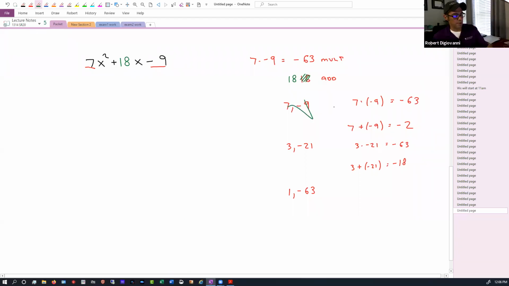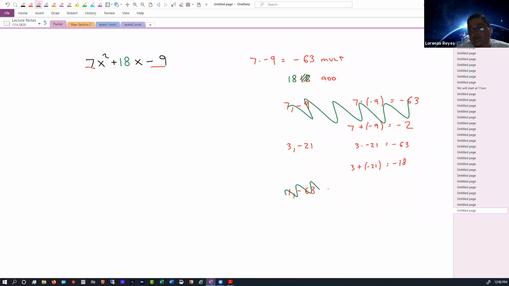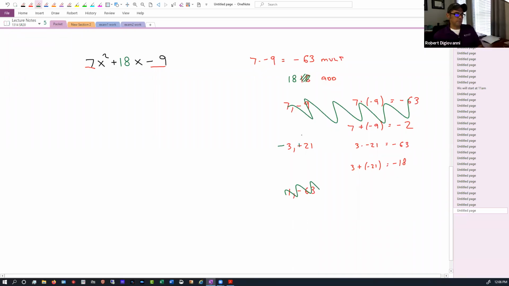And do any of these work? I know this one's not going to work. That one's not going to work. But look at that 3 and the negative 21. I almost have it, don't I? What would I need to change on that? Negative 3 plus 21. Yeah, make it negative 3 and positive 21. Then it would still multiply to be negative 63, but now because this is negative and this is positive, that would be positive 18. So our two numbers are negative 3 and positive 21.